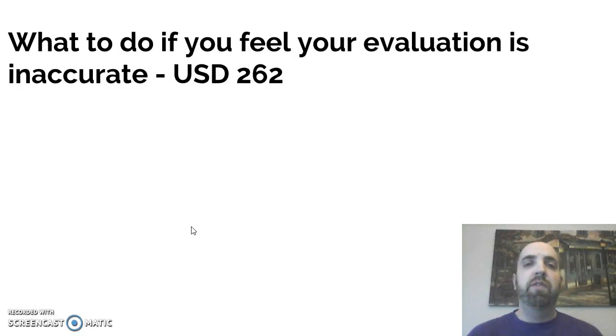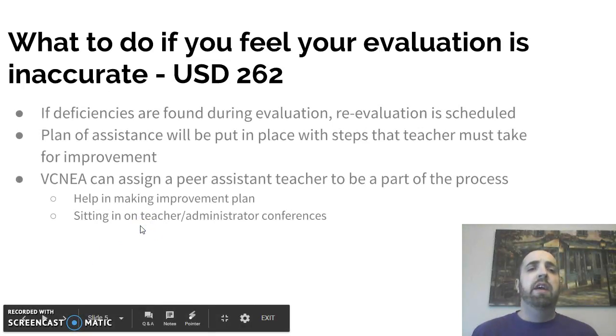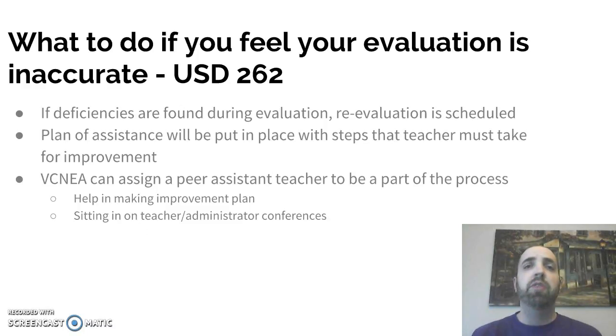So what to do at USD 262 if your evaluation is inaccurate, or you feel like you had an inaccurate evaluation, or you've got a poor evaluation? First of all, if there are deficiencies that are found during the evaluation, the principal is going to schedule a re-evaluation with you. You're going to be seen another time. You may be put on a plan of assistance, which would be put in place to give you things to work on over the course of the next year in order to improve yourself as a teacher.